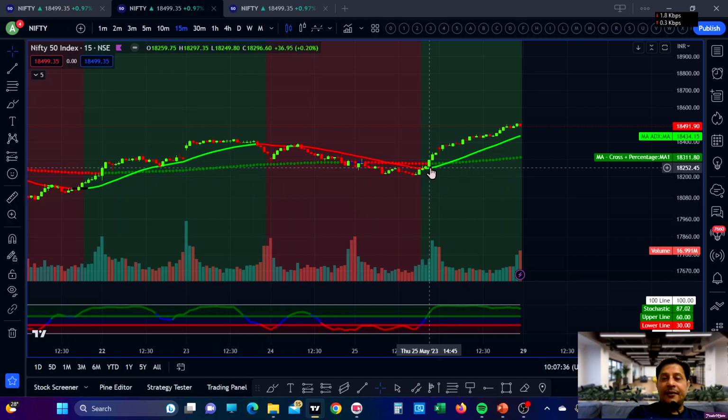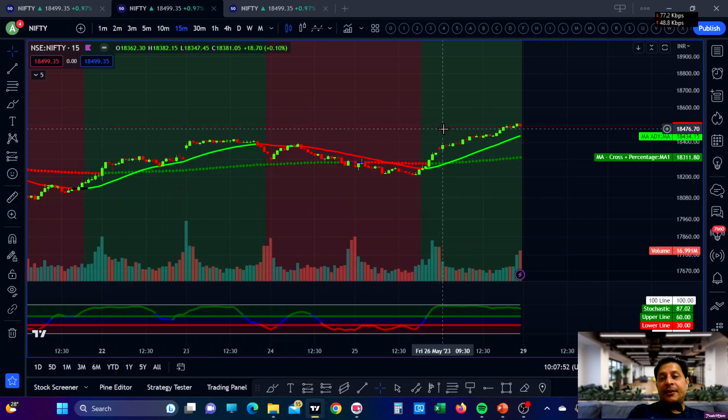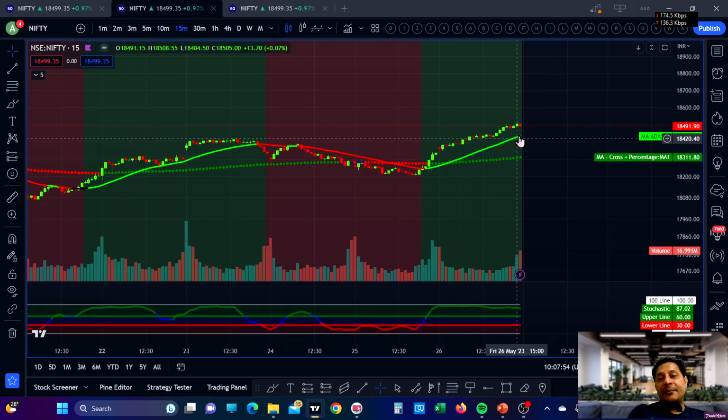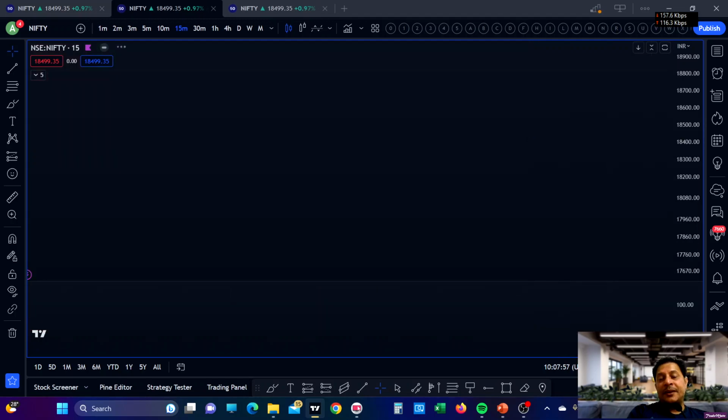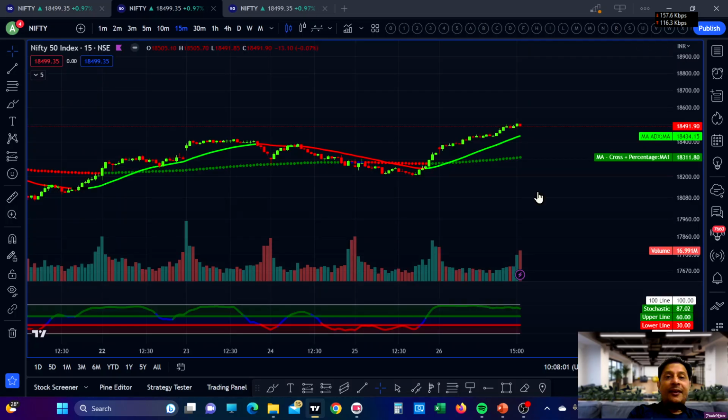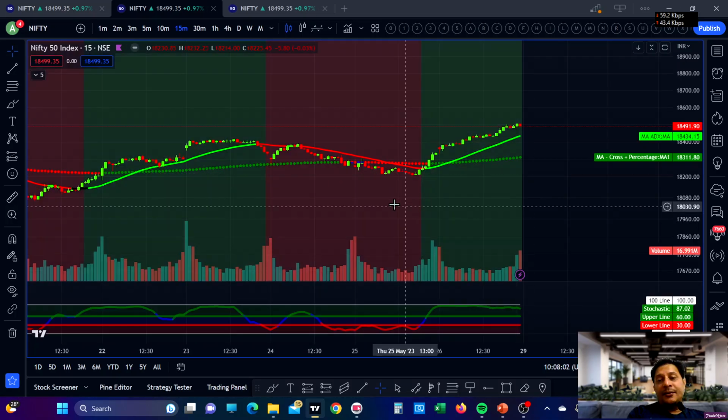I would rather enter at this particular point when both the 200 EMA as well as the 20 EMA have crisscrossed and also my candlestick has closed above the 200 EMA. So I'll enter at this point and keep driving this until my particular stock doesn't close below this 20 EMA, right? Now, if I would have entered into this, do I enter into this particular chart?